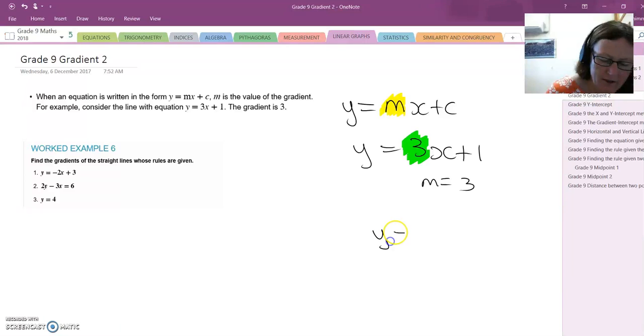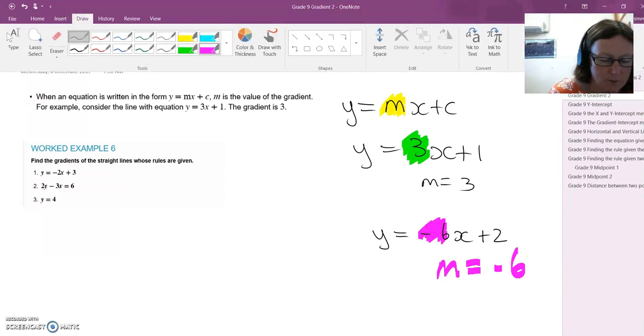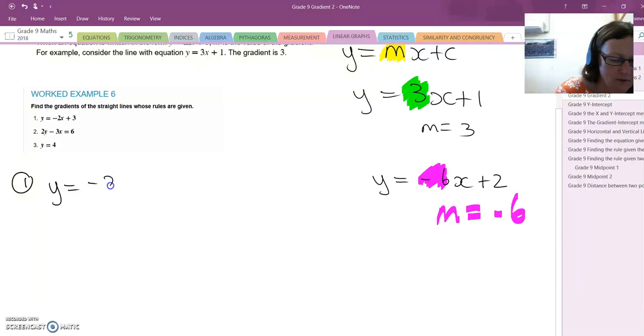If we had y is equal to negative 6x plus 2, what is the gradient? Well, we're looking for the coefficient in front of the x, so the gradient here is negative 6. So let's look at the examples from the textbook. The first one, not too hard, y is equal to negative 2x plus 3. Remember, the coefficient in front of the x is our gradient, so the gradient of this line is negative 2.